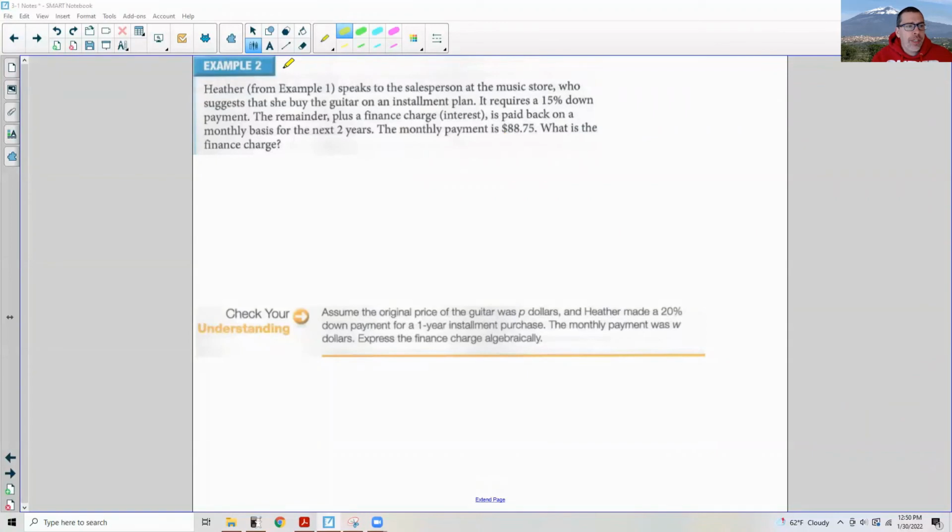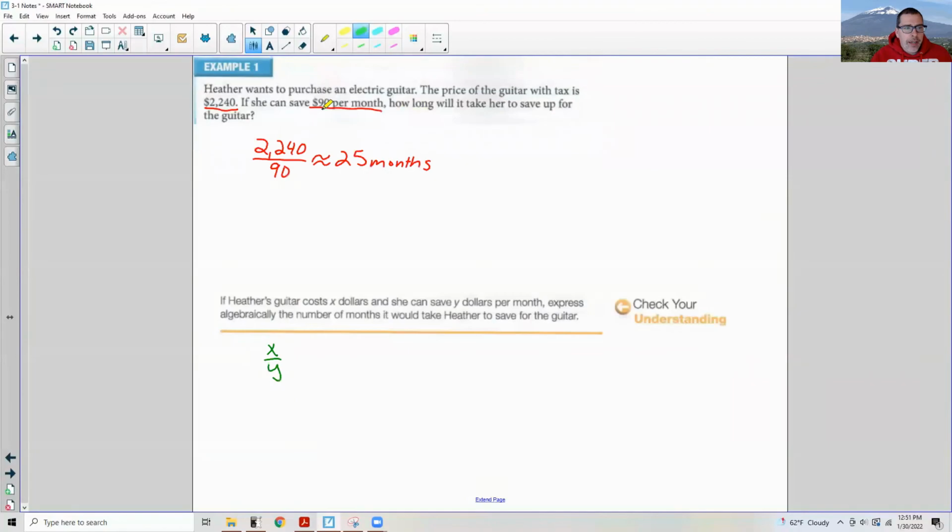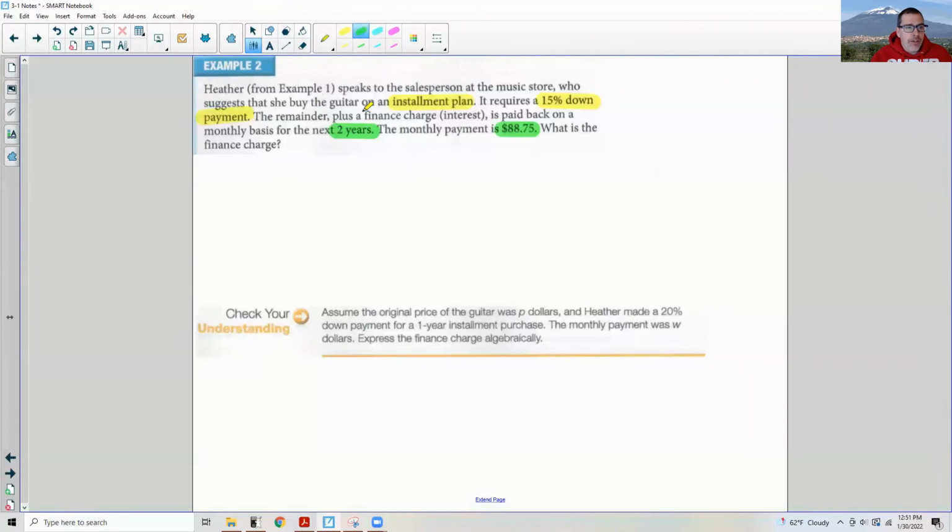Okay, example 2 says, Heather from example 1 speaks to the salesperson at the music store, who suggests that she buy the guitar on an installment plan. It requires a 15% down payment. The remainder plus a finance charge interest is paid back on a monthly basis for the next 2 years. The monthly payment is $88.75. What is the finance charge? So if I go back, the guitar was $2,240. So that's where we start. The price of the guitar.